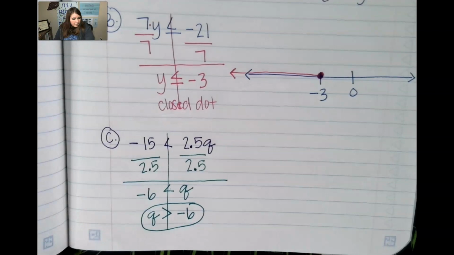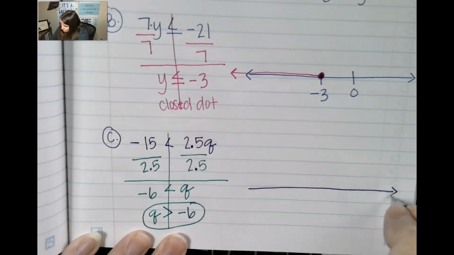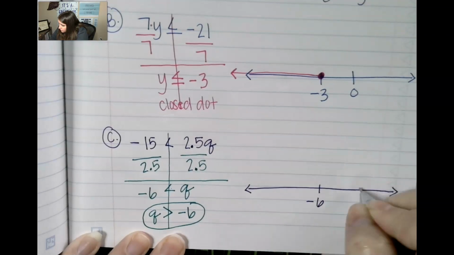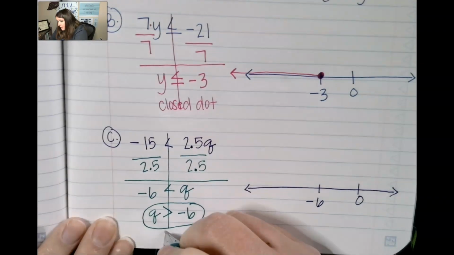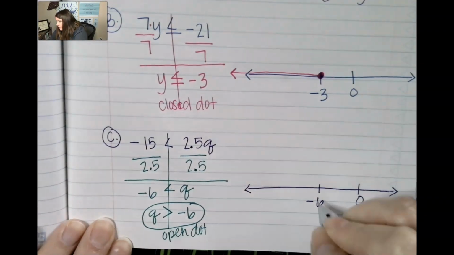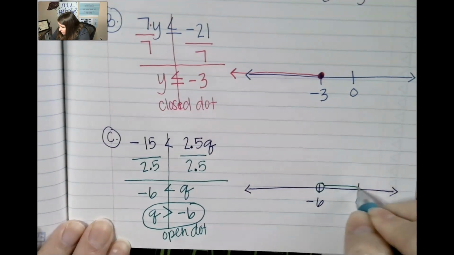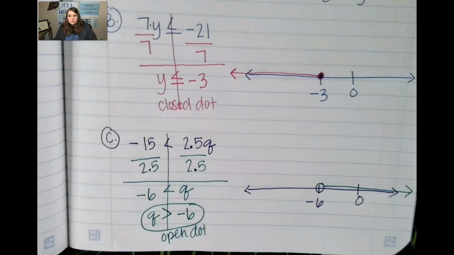Okay, now we're ready to graph this. I'm going to put a dot at negative 6. This is an open dot because there's no line underneath it. So I'm going to put an open dot, and everything that is greater than negative 6 is an answer.